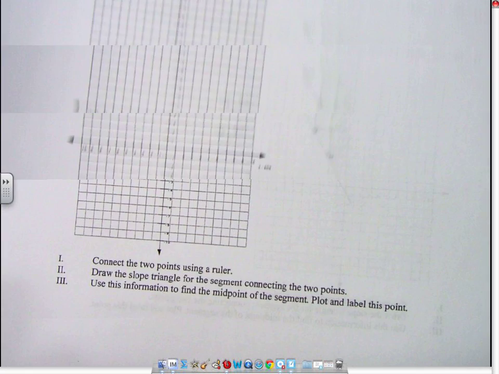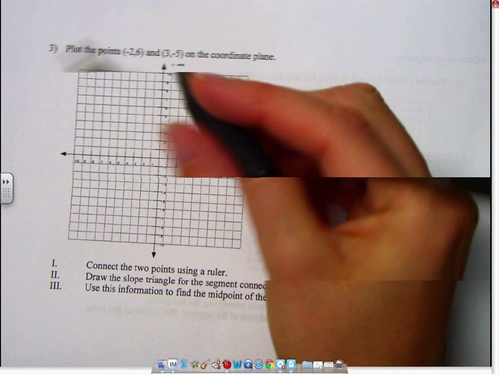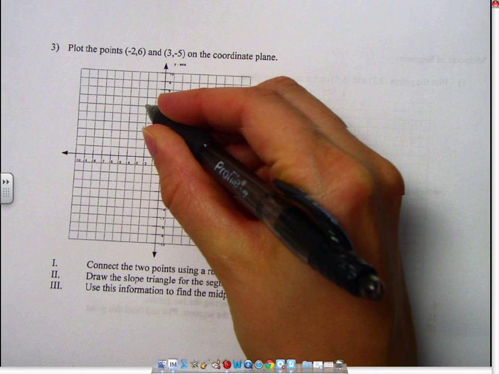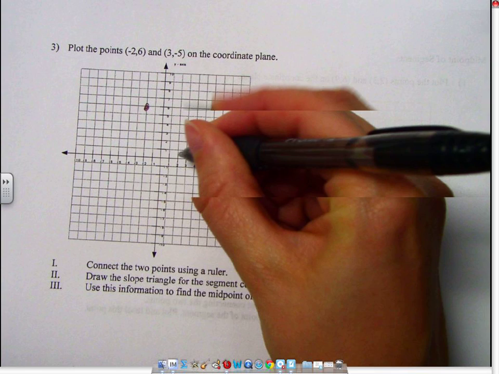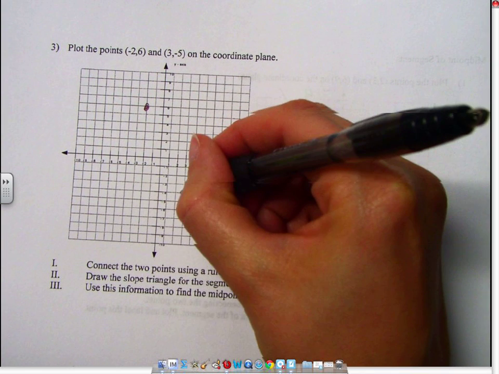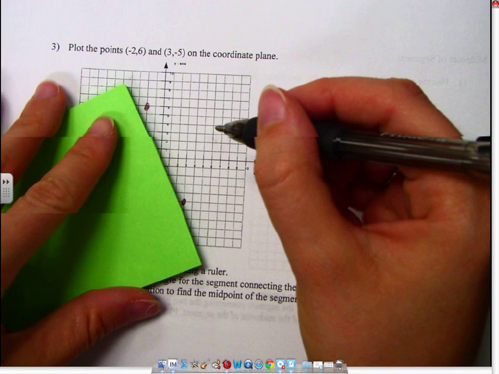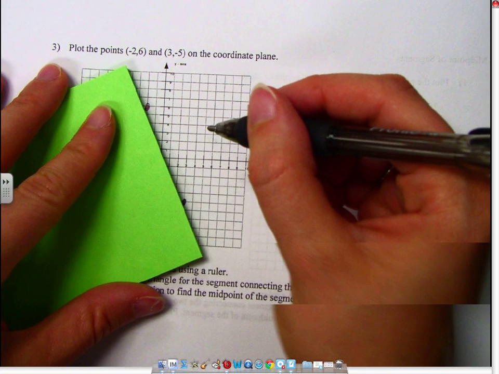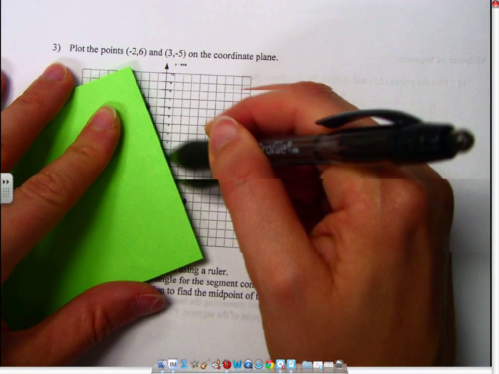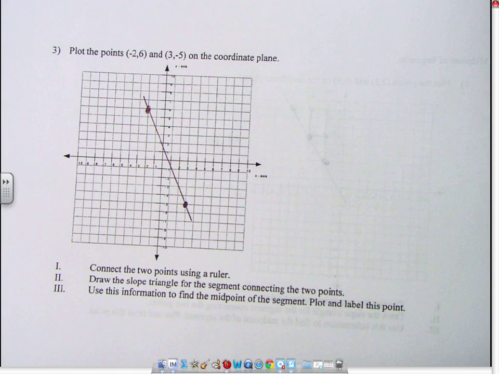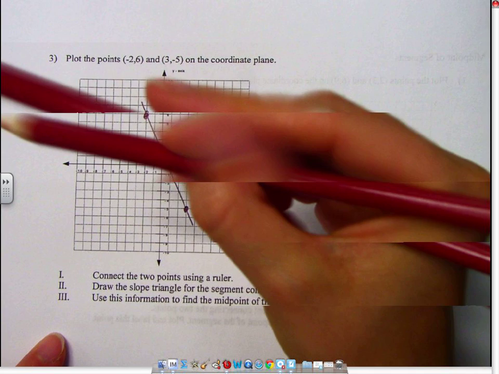Okay, again, same routine. We're going to plot these points. -2, +6, +3, -5. Take your straight edge. Okay. Then we're going to draw in our slope.